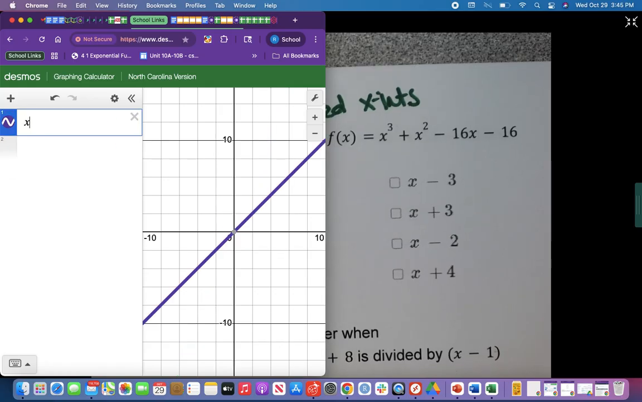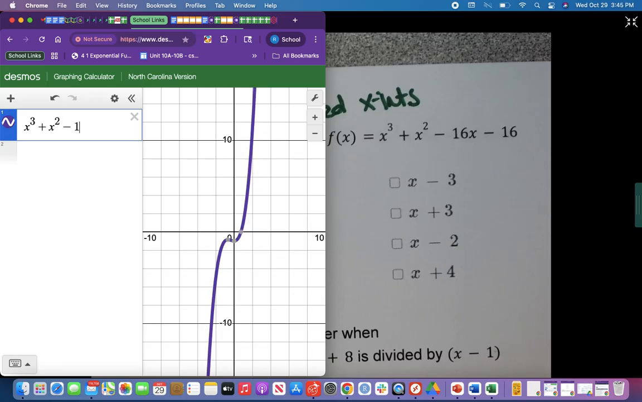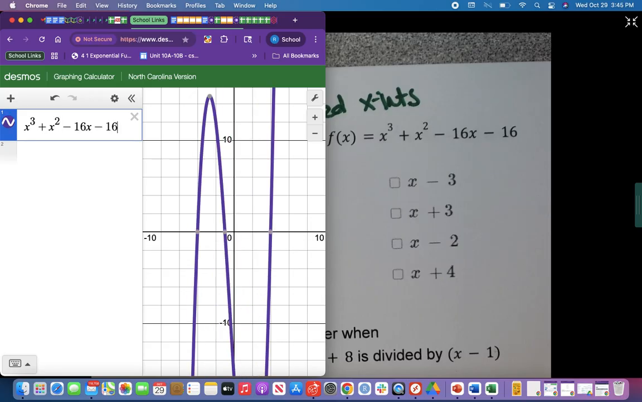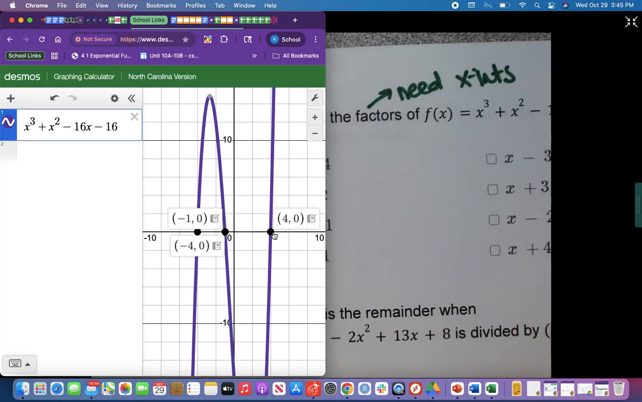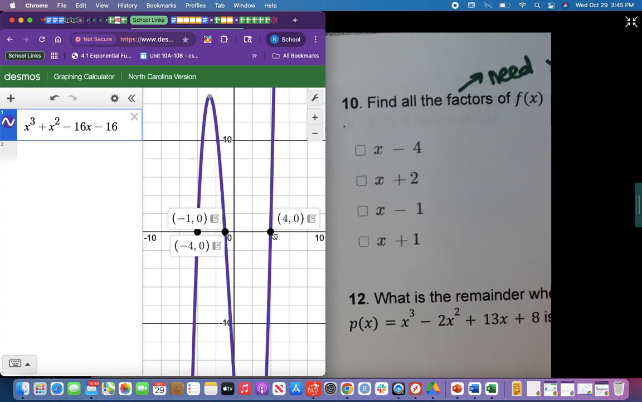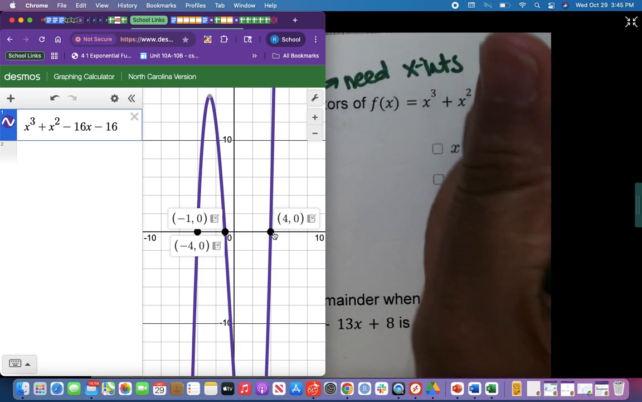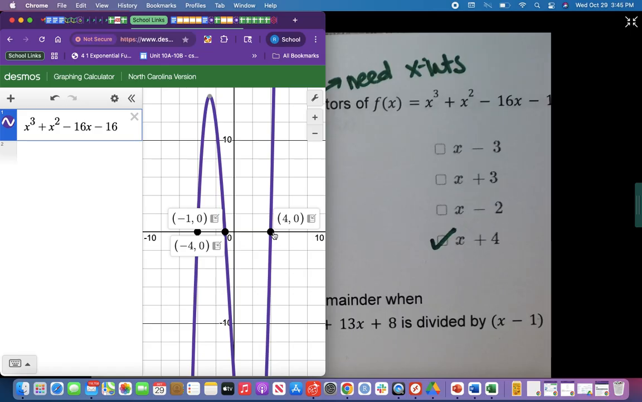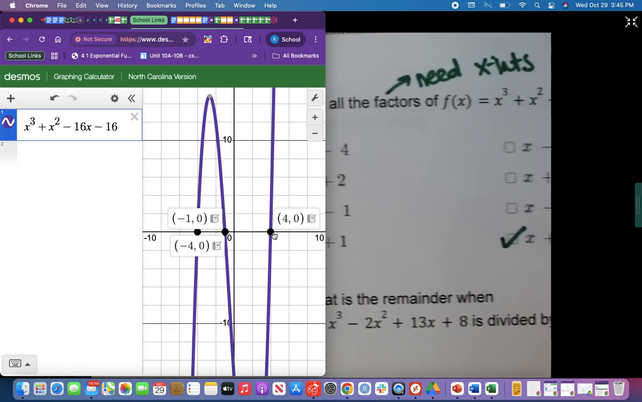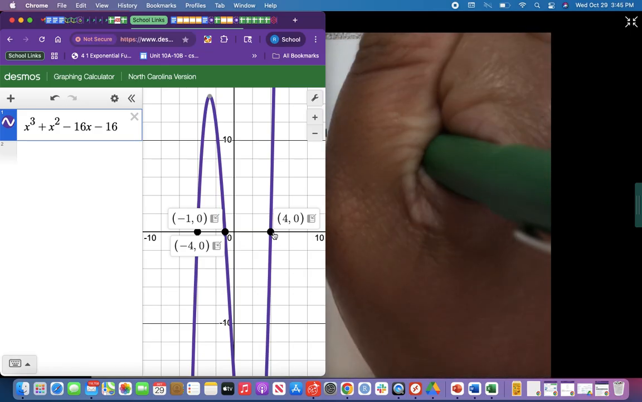All right, so x to the third plus x squared minus 16x minus 16. All right, so I've got 3 x-intercepts. So remember, whatever your x-intercepts are, you switch the signs to write them as factors. So I've got negative 1, so that would be x plus 1. I've got negative 4, so that would be x plus 4.